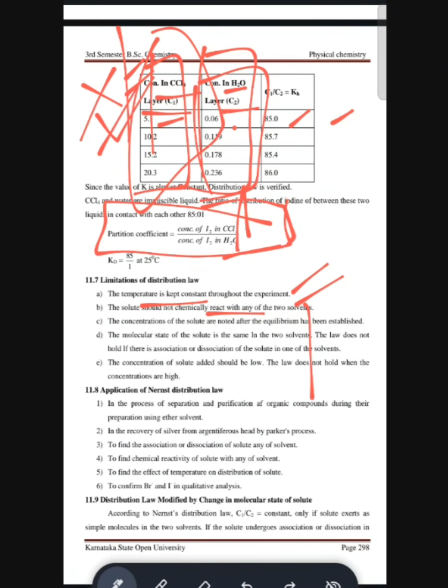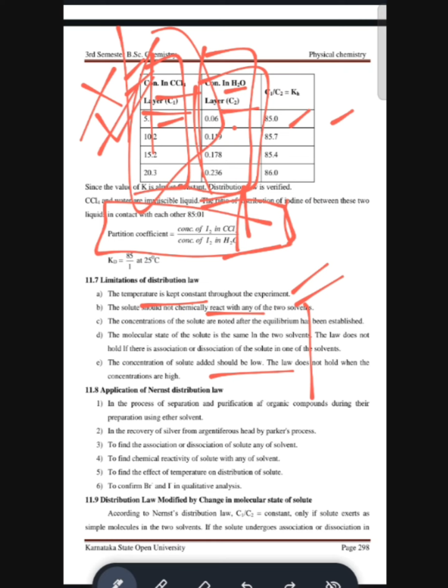And also the concentration of solute added should be low. The concentration of solute we are going to add should be low, and if the concentration is high, the distribution law doesn't hold good. The concentration of the solute you are going to add, for example iodine or benzoic acid, whatever concentration you are adding as X, should be very less.